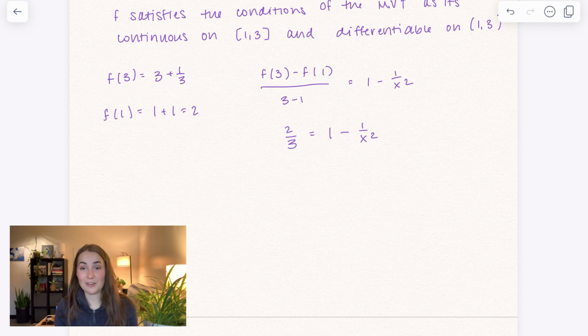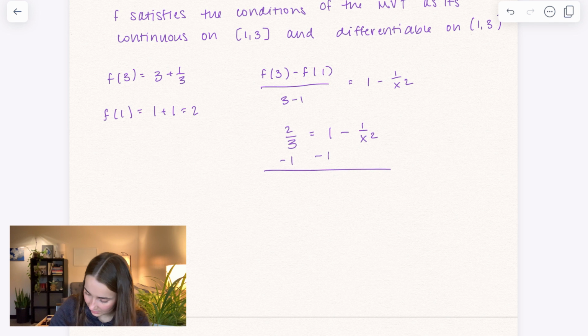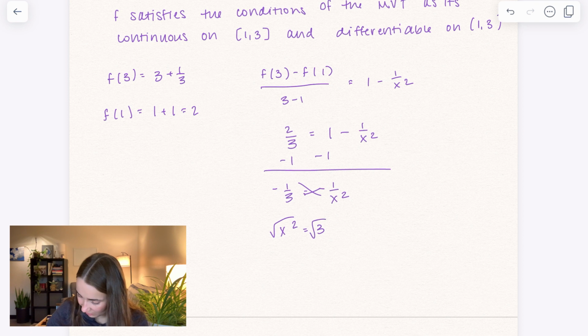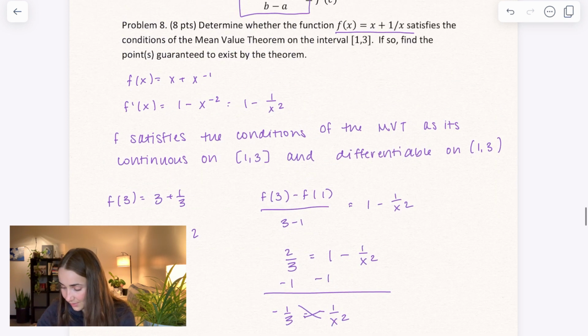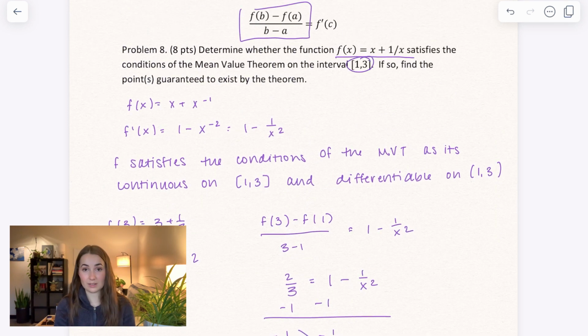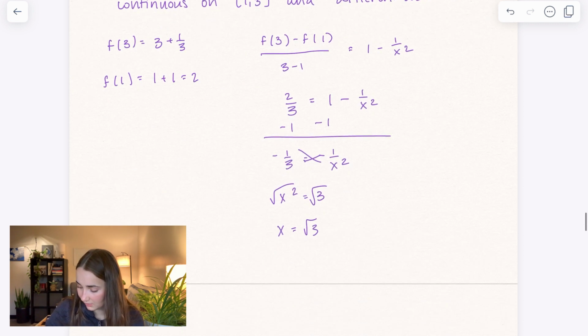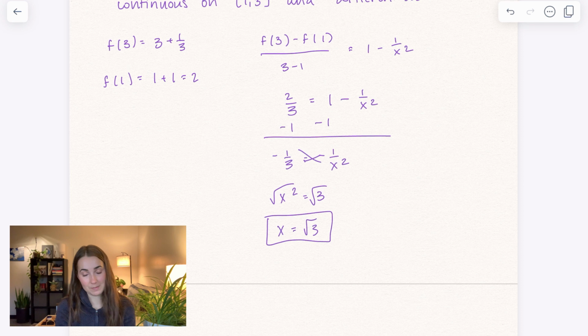And we want to solve for x. So let's subtract 1 from both sides. We get negative 1/3 is equal to negative 1 over x squared, and we can cross multiply. Here the negatives cancel out. We get x squared is equal to 3, so we take the square root of both sides, and we get x is equal to the square root of 3. Notice I did not include the negative root, and that is because we are working in the interval 1 to 3, and that negative value is not going to be included in there. So here we get our solution that satisfies the mean value theorem.